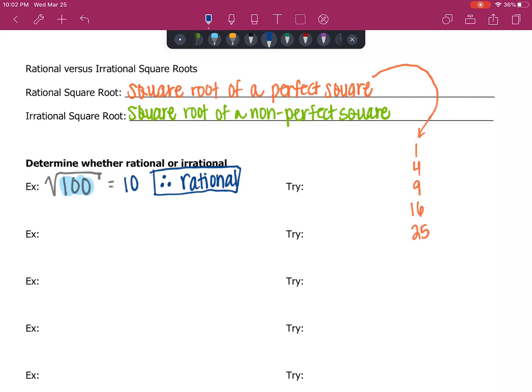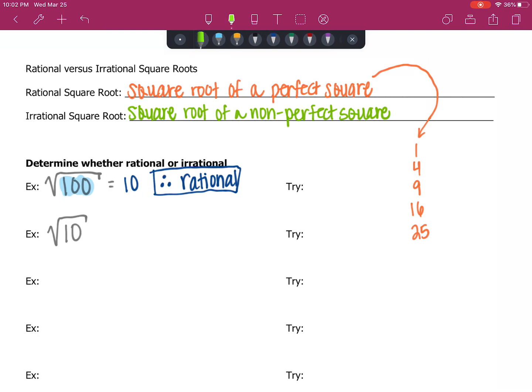Irrational numbers are numbers that are decimals that are infinite without a pattern. Irrational numbers come from also those square roots that are non-perfect squares. So here's an example of one of those, the square root of 10.